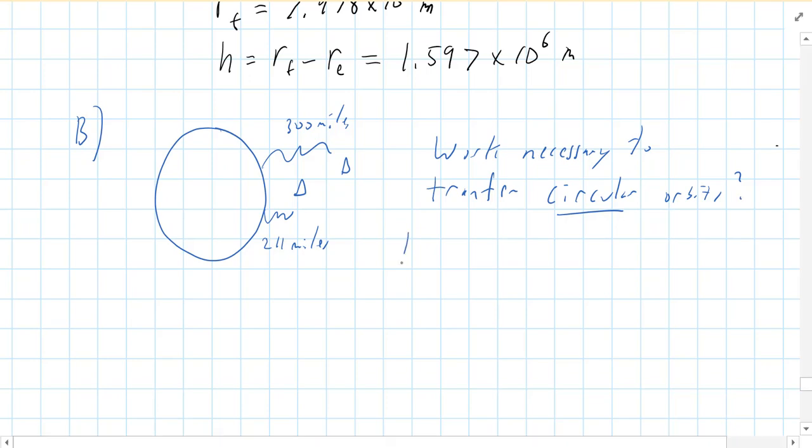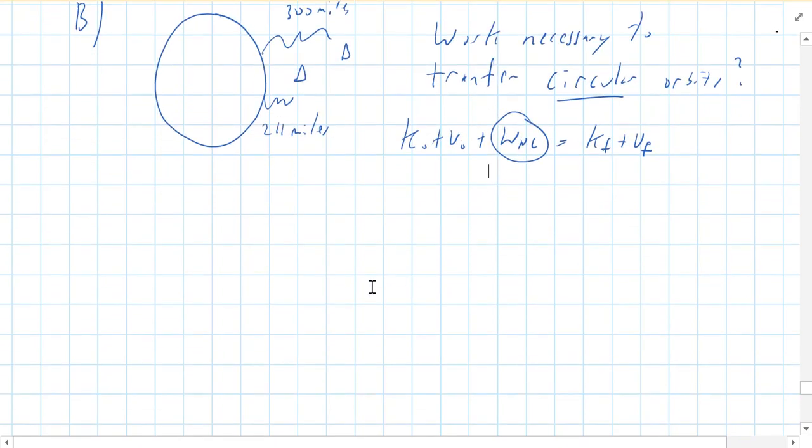We're still going to use conservation of energy. We've got K naught plus U naught plus work non-conservative equals K final plus U final. When we do this, we're trying to find work non-conservative. And where would that come from? That would come from probably some kind of rocket fuel that you're burning. You're going to turn chemical potential energy into kinetic and potential energy.